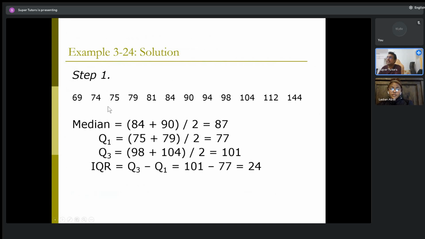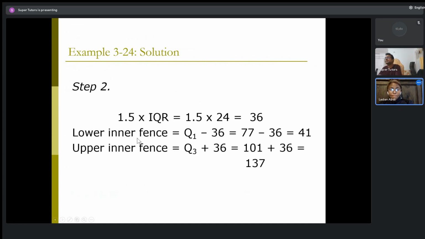You first arrange it in increasing order, then you find all of these numbers. Median, you know how to find median by now? Q1, Q3, IQR, clear? Those are just finding these numbers. And then you find these three quantities based off of the previous ones.